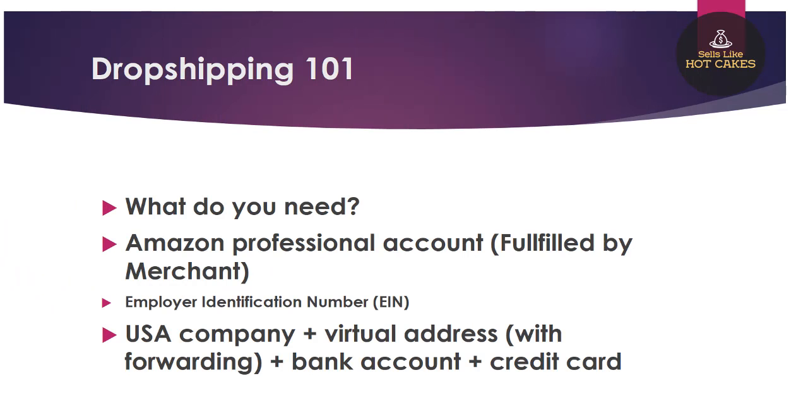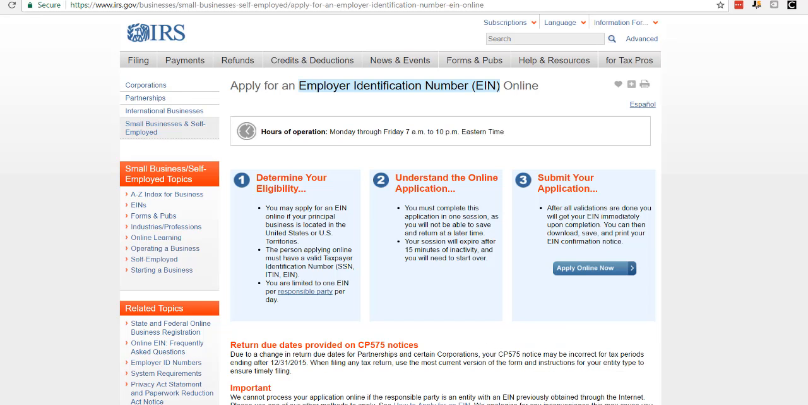If you are drop shipping in the United States, you would need an Amazon professional account, which won't be fulfilled by Amazon because you are not buying any stock yourself, so you don't need the Fulfilled by Amazon program here. You will just be fulfilled by merchant. You need to get an employer identification number, EIN. You can do this on the irs.gov website. And then you do a quick phone call and you get the number right away. It's also good to have a USA company, and in another video about incorporation and taxation, we talked about creating your own company and what is needed and how you can do it.